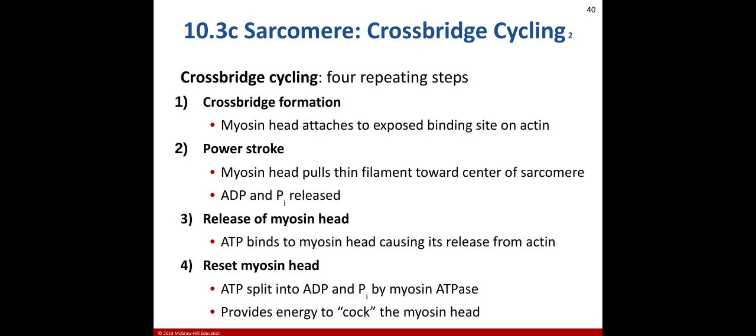How does this happen? This is going to be four repeating steps. Step one, we have what we call the cross-bridge formation. Myosin is going to attach to this binding site on actin. Then we have what we call the power stroke. That's the little flick where myosin heads pull thin filaments towards the center of the sarcomere. We are using ATP to do that, so we release ADP and phosphate. The myosin head lets go. When that happens, ATP binds to the myosin head and it will release from actin. Then it is reset and we can do it again.